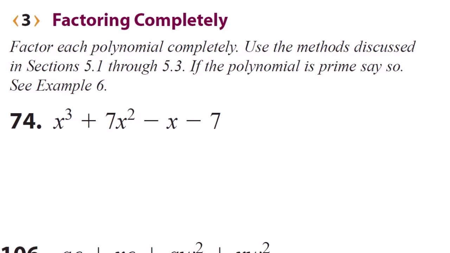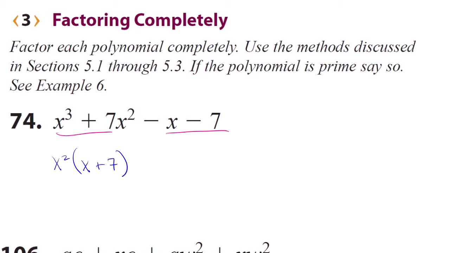So now we group these terms together and these terms together and factor, right? Factor the GCF out of each of those pairs. So here the GCF is x squared, and our leftovers are going to be x plus 7.